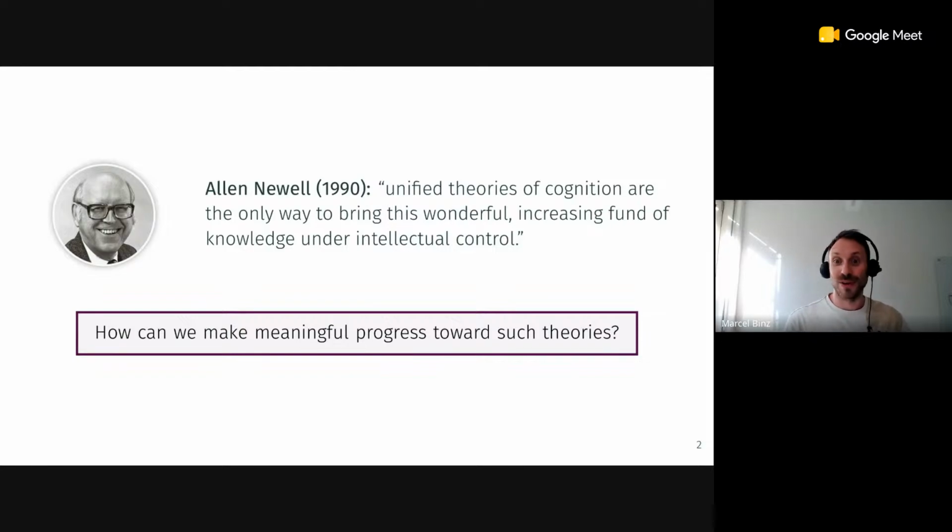Now, he made the statement in machine learning years, what is by now an eternity ago, in 1990, probably put these words onto paper even before I was born. But we as a field, we haven't really made so much progress towards these unified theories that Newell is outlining here in the 36 years since, really raising the question, what is holding us back?